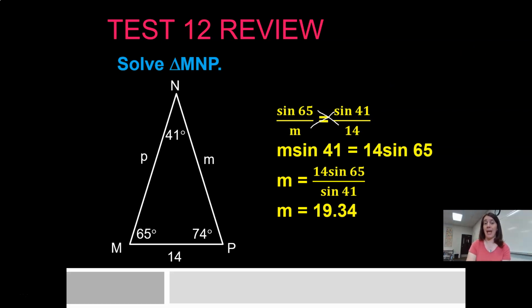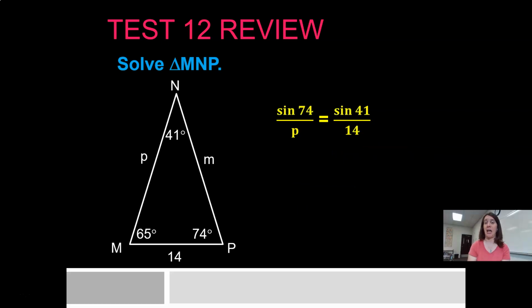Well, so far we found angle n. We found side m. What's the last thing that we need to find? It is side p. In order to find side p, again, we have to use the law of sines. What angle corresponds with side p? It is the angle of 74. So I said the sine of 74 over side p, and then once again, there's my complete ratio, the angle 41 degrees, so sine 41 over its side length of 14.